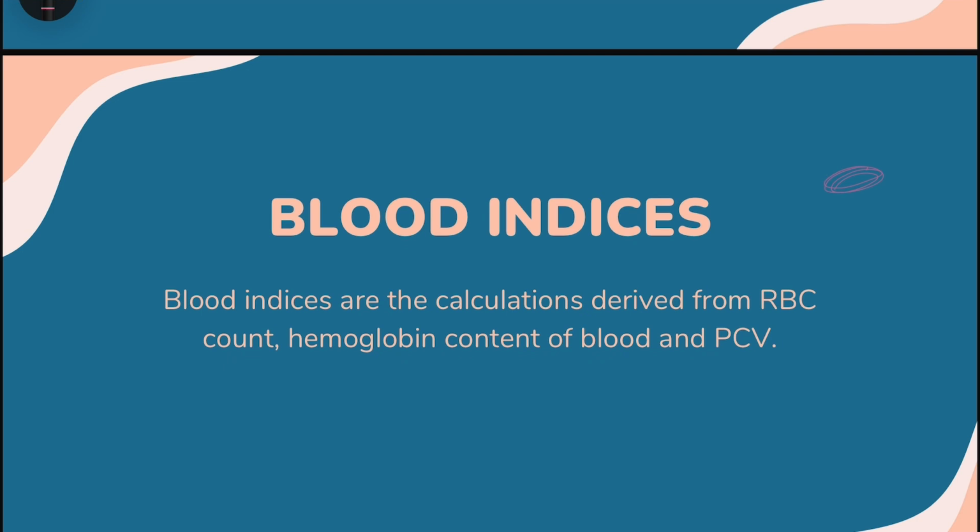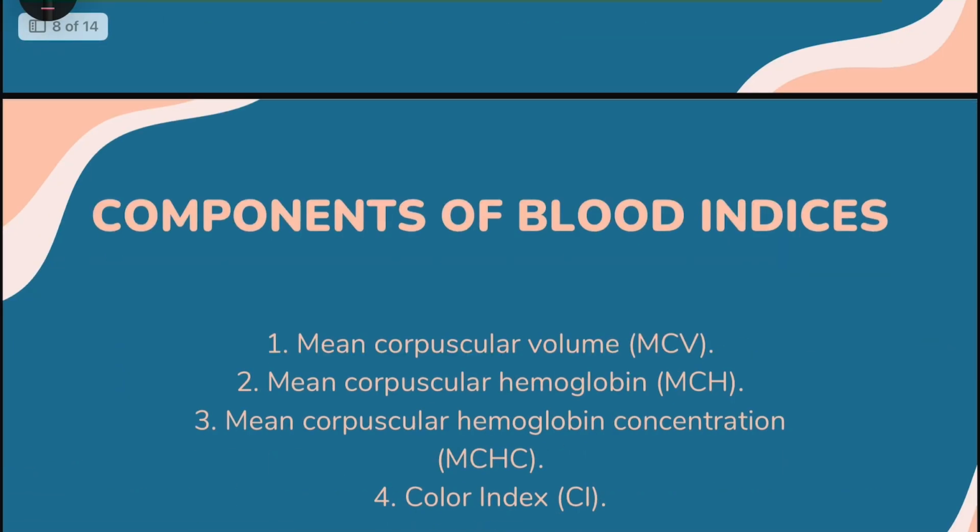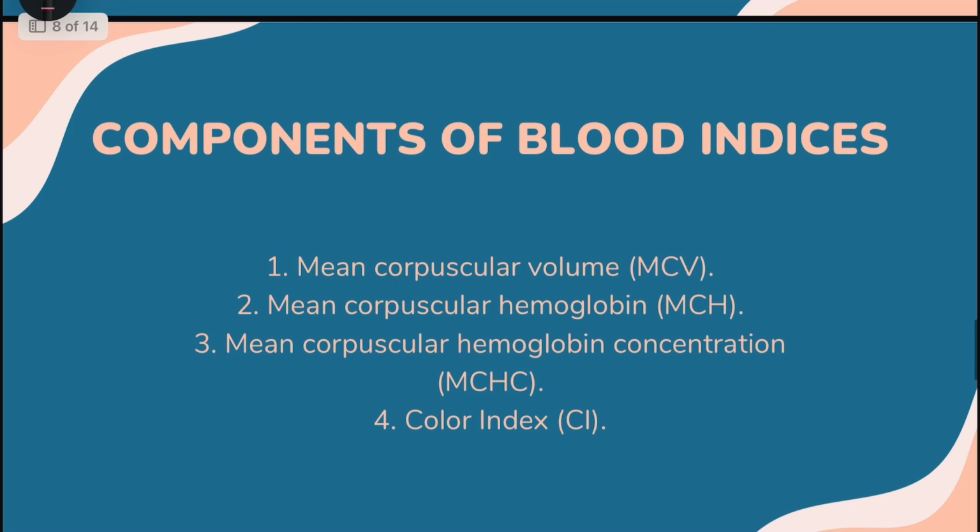What are the components of blood indices? As mentioned, the main ones are the MCV, which is the mean corpuscular volume, the MCH, the mean corpuscular hemoglobin, and the MCHC, that is the mean corpuscular hemoglobin concentration, and lastly but not the least, the color index, that is represented as CI. Today, mostly these three are being performed and are clinically more significant. The CI is also performed but at a relatively lower rate than MCV, MCH and MCHC, which are very thoroughly performed.